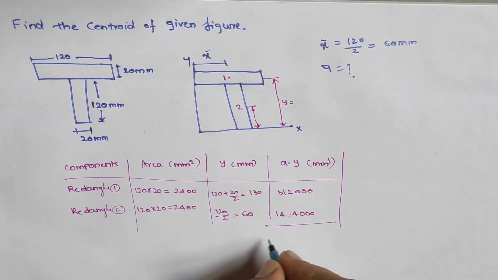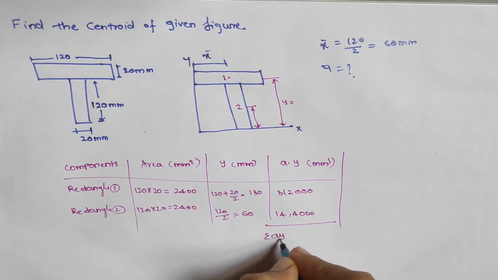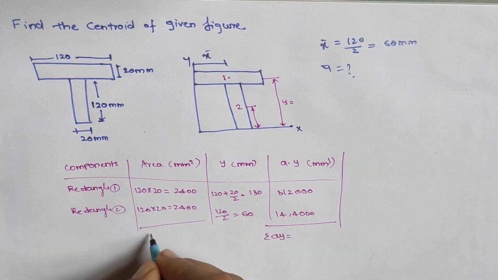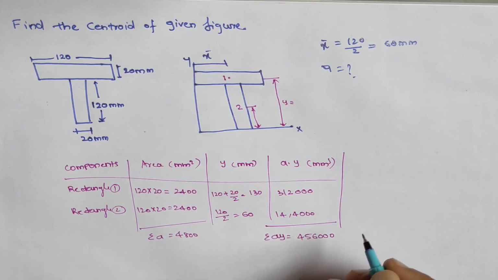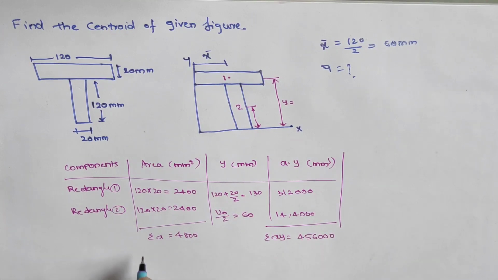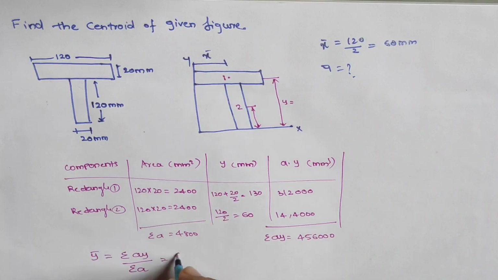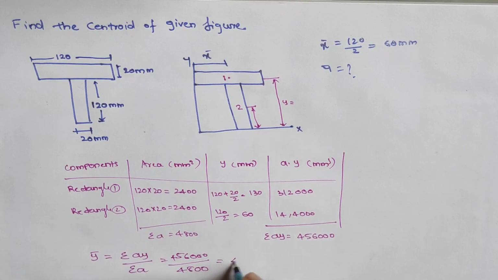After getting these values, find the summation of A into y and the summation of area. Area will be 4800, and this one will be 4,56,000. Now we have all these values. Next step is to find y bar. For y bar we have one equation, summation A y divided by summation of A. Here 4,56,000 divided by 4800. The answer will be 45 mm.